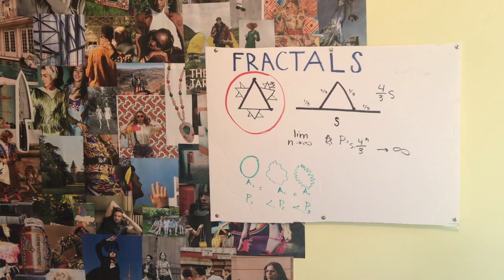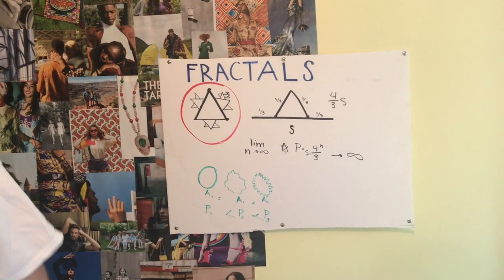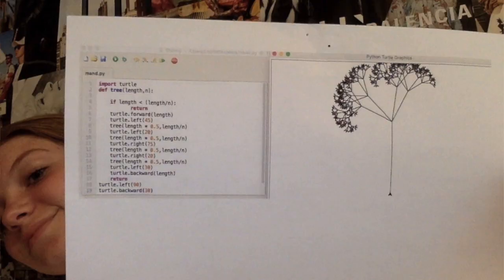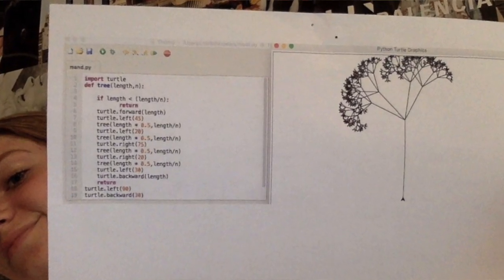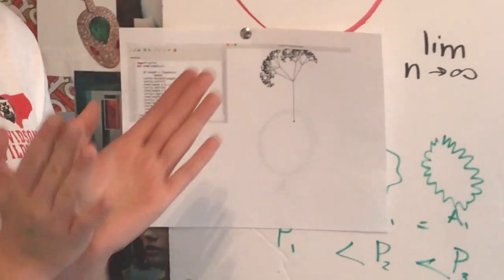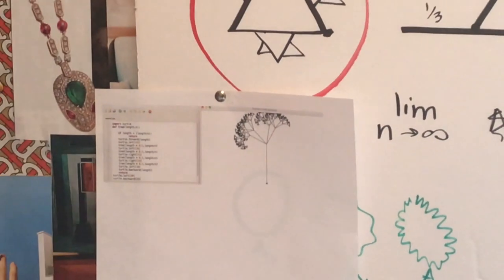Here's another example of a fractal, one that can be applied to real life. Like a tree branch. This can go out, then it creates a pattern, and then again and again.